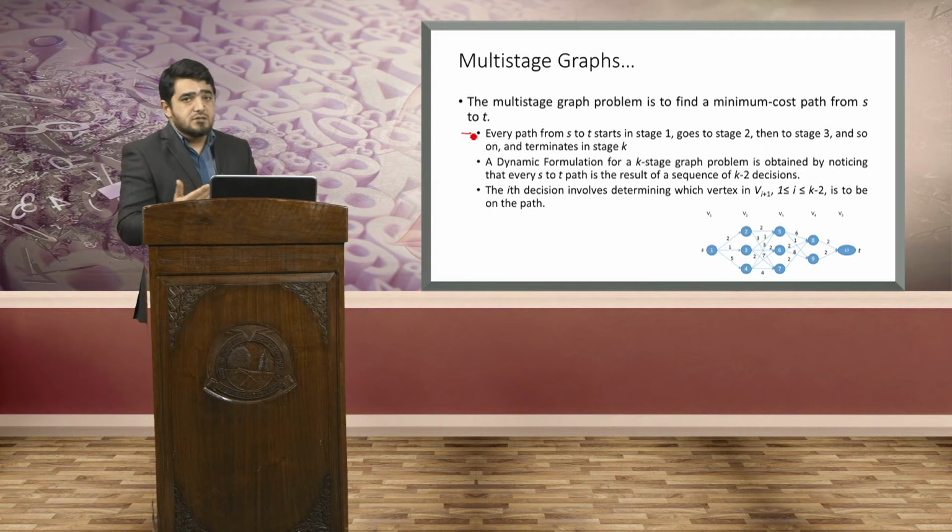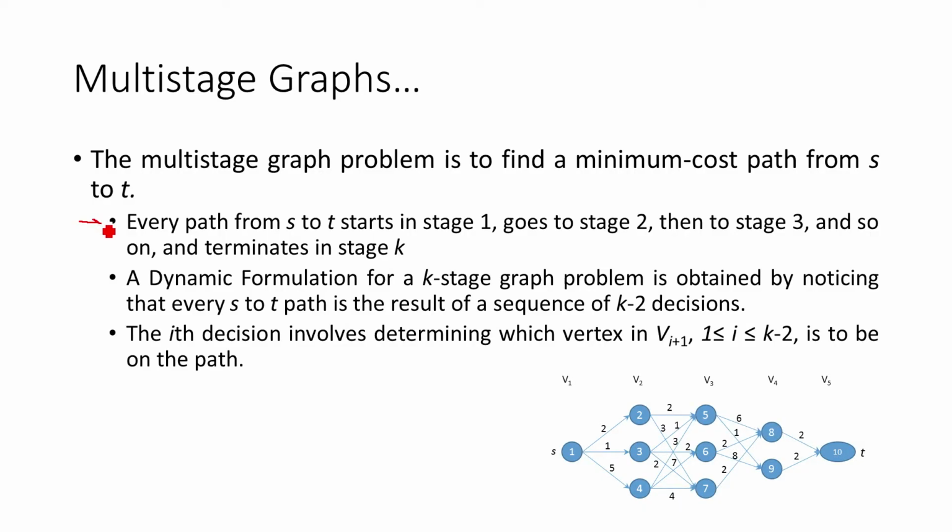The condition that we need to consider here is that every path from source to sink, or from S to T, has to start from the first stage, get to the next stage, that is stage 2, then go to stage number 3 and so on, and finally terminate in the last stage, that is stage K.